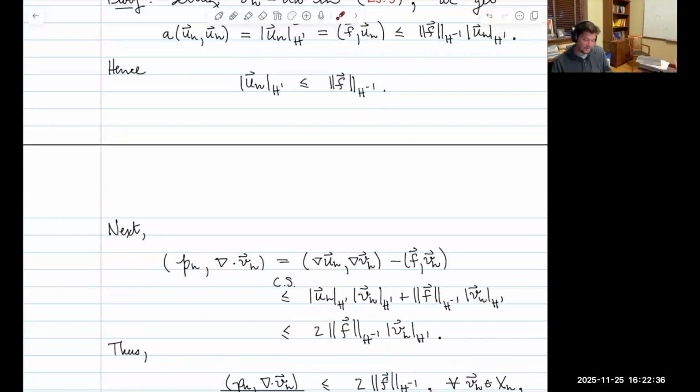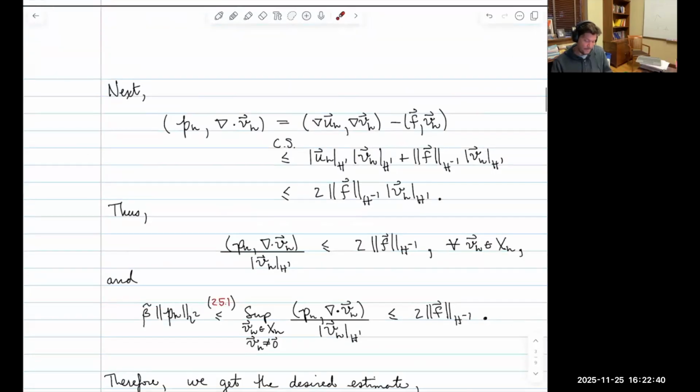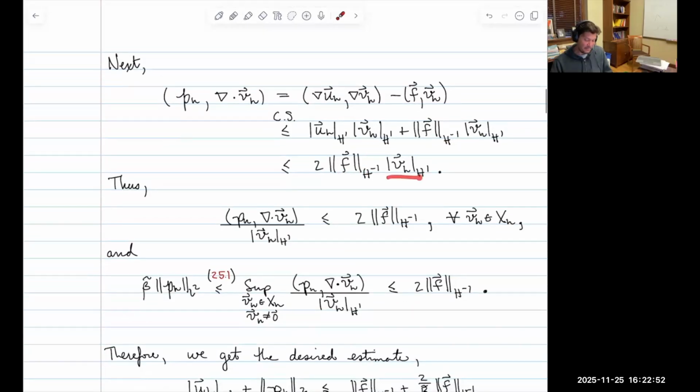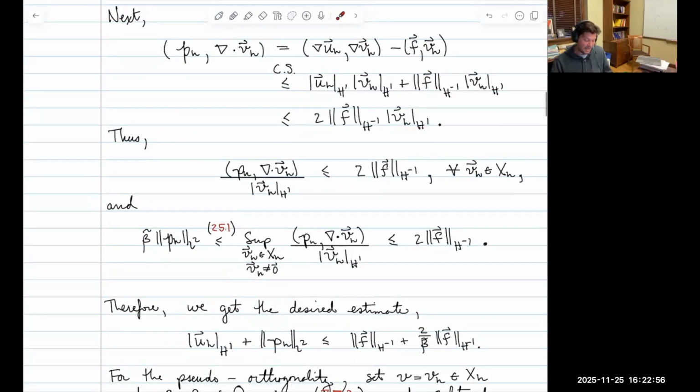actually, it's simpler than the distributive property. I can replace this by that term, and this becomes the norm of f. I have another norm of f here, so it's just 2 norm f, norm VH. Now let's divide both sides by this quantity. Okay. And so now you see this is exactly the same quantity that keeps appearing in our analysis.